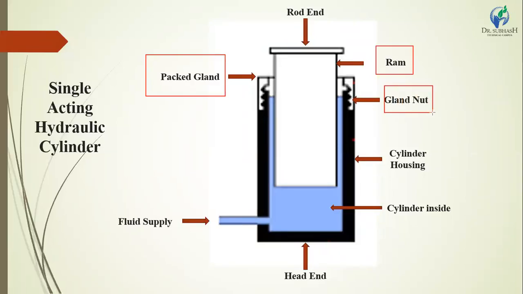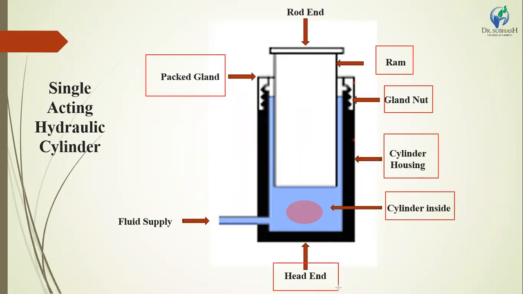The next term is the gland nut. The gland nut gives a higher sealing of the cylinder which can stop the fluid from getting out of the cylinder. This is the cylinder housing. It provides a housing to operate oil and ram. Inside the cylinder there is working fluid, which is transferred inside and outside. The work is based on the working fluid.